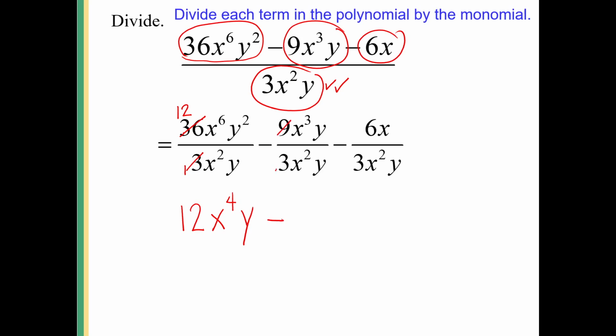Now, 9 and 3: 9 divided by 3 is 3. Where are we going to write the variable x? On top. What happens to y? Cancel, because they are the same. Now, this time, minus. What about 6 divided by 3? 2. Where do we write x? At the bottom. So, write the variable x below. What is the exponent of x? 1. And y, what do we do with y? Copy. Okay, that is our answer. Is that clear?